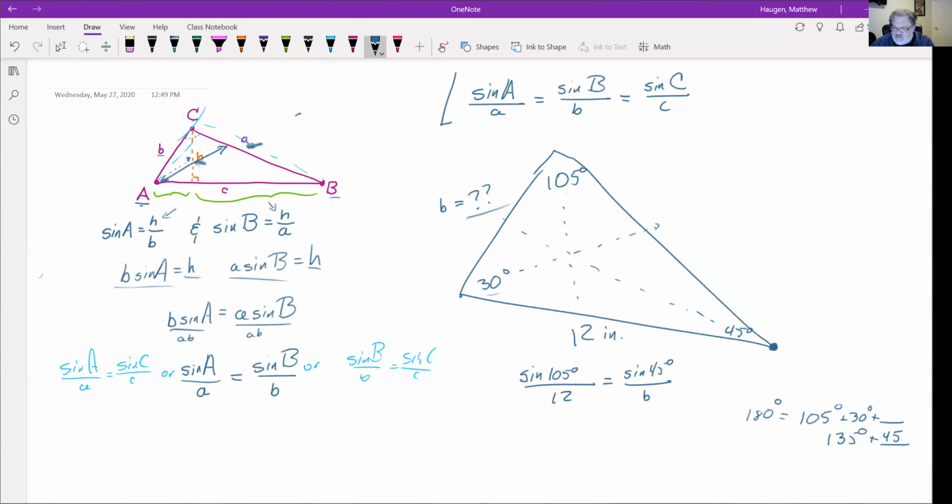Multiply both sides by B, multiply both. Can we just flip these equations or flip these expressions in an equation? Does it have to be true that if this is true, then the reciprocals have to be equal? If two fractions are equal, are their reciprocals automatically equal?